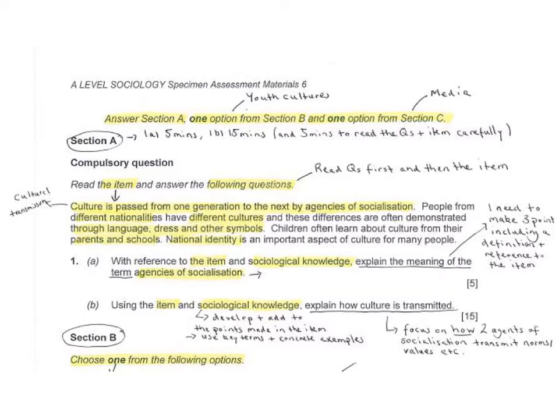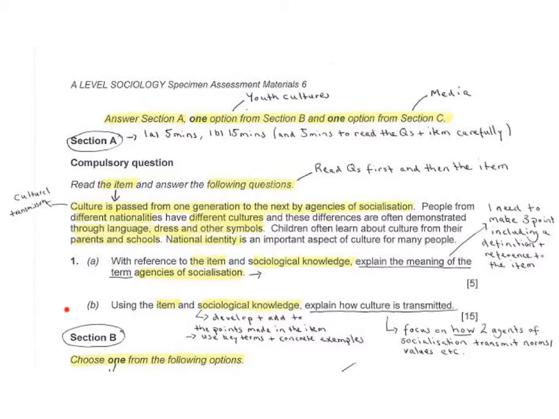And in this question, the term highlighted is agencies of socialization. And this is one of those terms that actually has 2 parts to it that need to be defined and explained. So I think you would need to explain what the concept of socialization refers to and what specifically is meant by agencies.